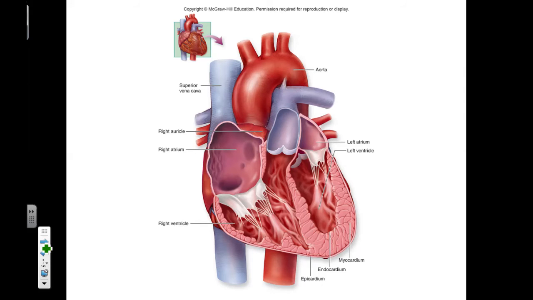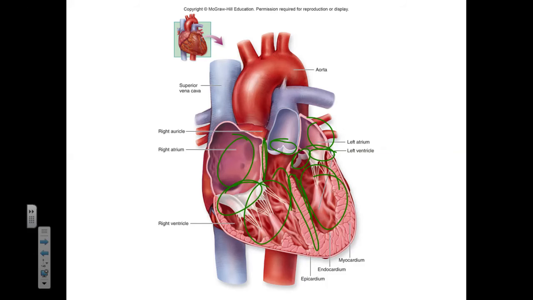Let's look at the picture of the heart. This will make it easy to understand. So we have our two chambers on top, the atria, two chambers on the bottom, the ventricles. We have the interatrial septum, the interventricular septum. We have the right AV valve, the left AV valve. We'll have the pulmonary semilunar valve, and then we'll have the aortic semilunar valve.